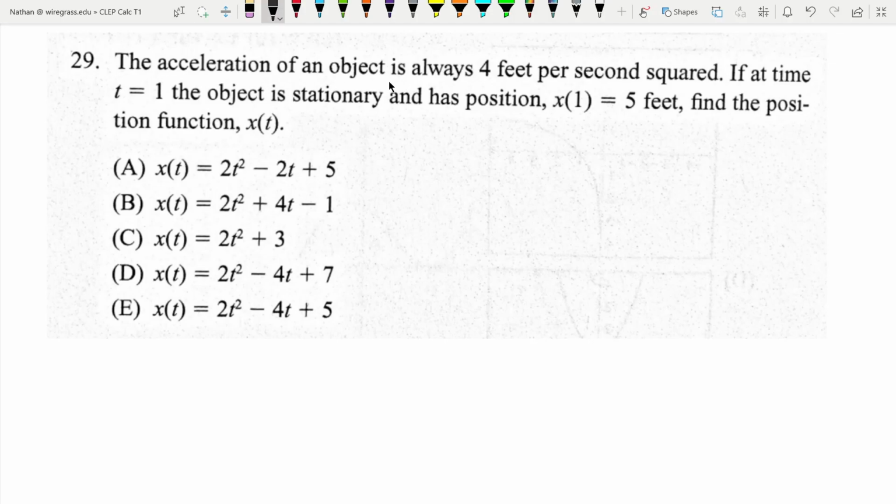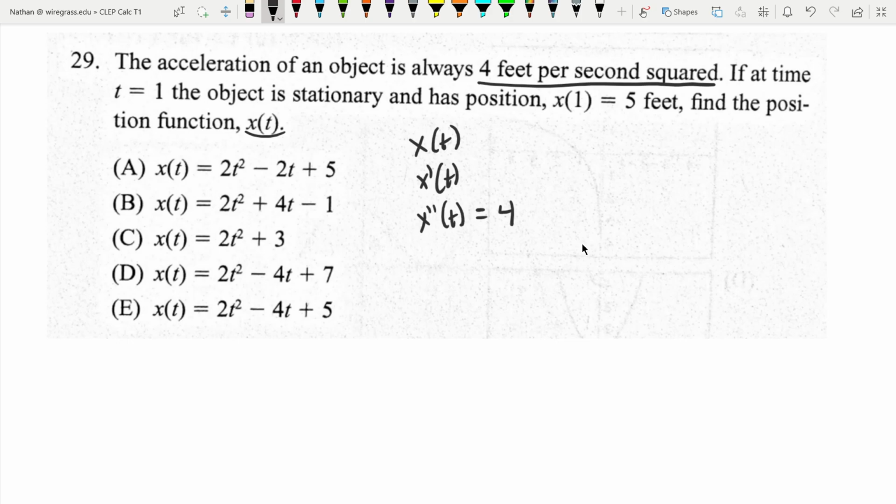The acceleration of an object is always 4 feet per second squared. So that means the acceleration is constant. And we're talking about the position function x of t. So x of t is the position function. That means x prime of t is the velocity function, and x double prime of t, the second derivative, is the acceleration. And this is a constant 4 feet per second squared.